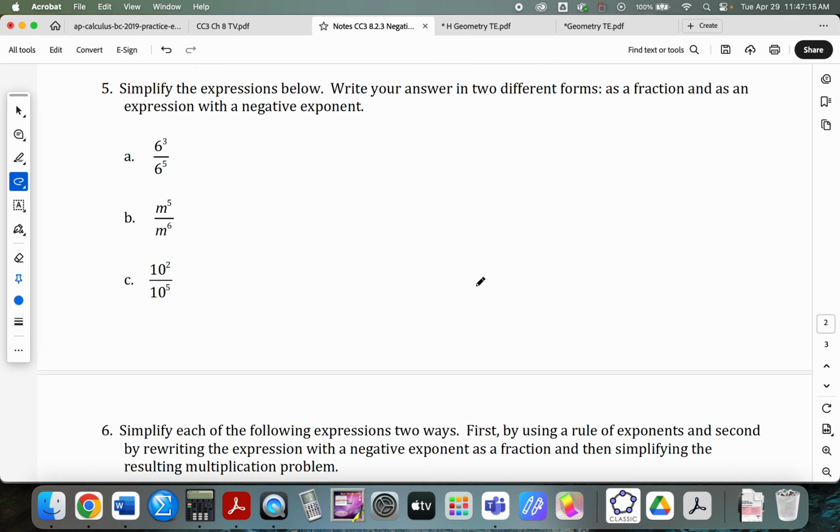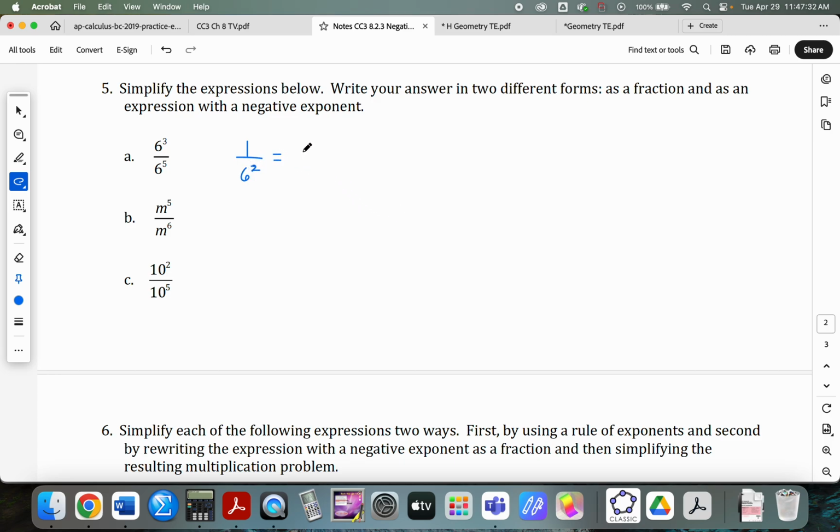So let's simplify these two different ways. Let's write it as a fraction, given an expression with a negative exponent. So as a fraction, this would be 1 over 6 squared, right? Yes.